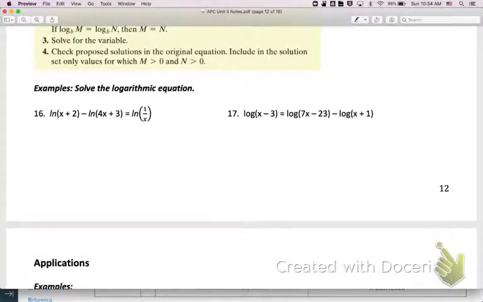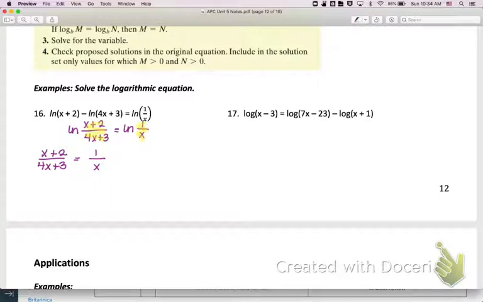So on the left-hand side of this equation, on number 16, I have 2 logs. That's a problem. So we need to condense them together, and since it's subtraction, this will become the natural log of (x plus 2) over (4x plus 3), and that is equal to the natural log of 1 over x. Now, if I know that these natural logs are equal to each other, then I know that what's inside them must be equal to each other. And so we write a new relationship. (x plus 2) over (4x plus 3) is equal to 1 over x.